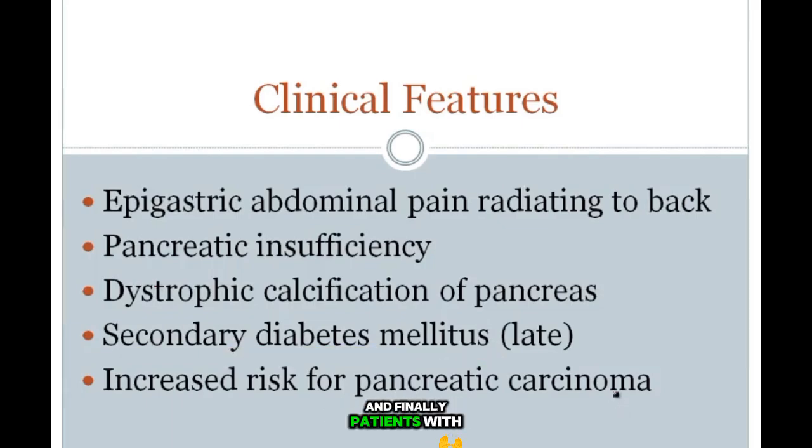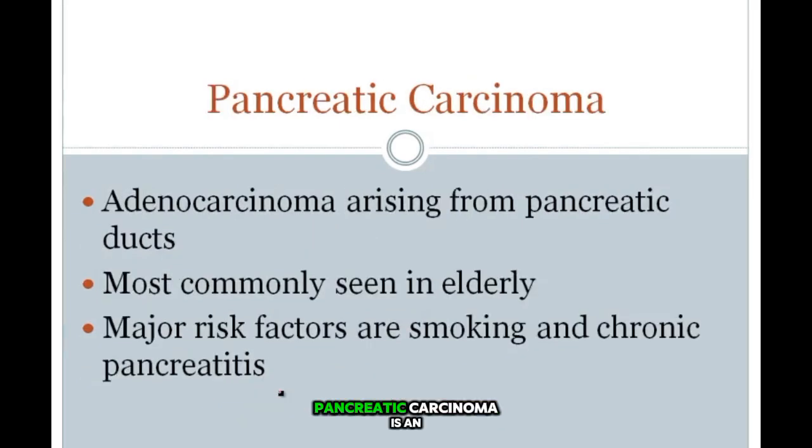And finally, patients with chronic pancreatitis have an increased risk for pancreatic carcinoma. Pancreatic carcinoma is an adenocarcinoma that arises from the pancreatic ducts. Now remember, when you go back to your histology of the pancreas, you have ducts that are carrying the secretions, and then you have acini, which actually make the enzymes. And so this is an adenocarcinoma that arises from the pancreatic ducts.